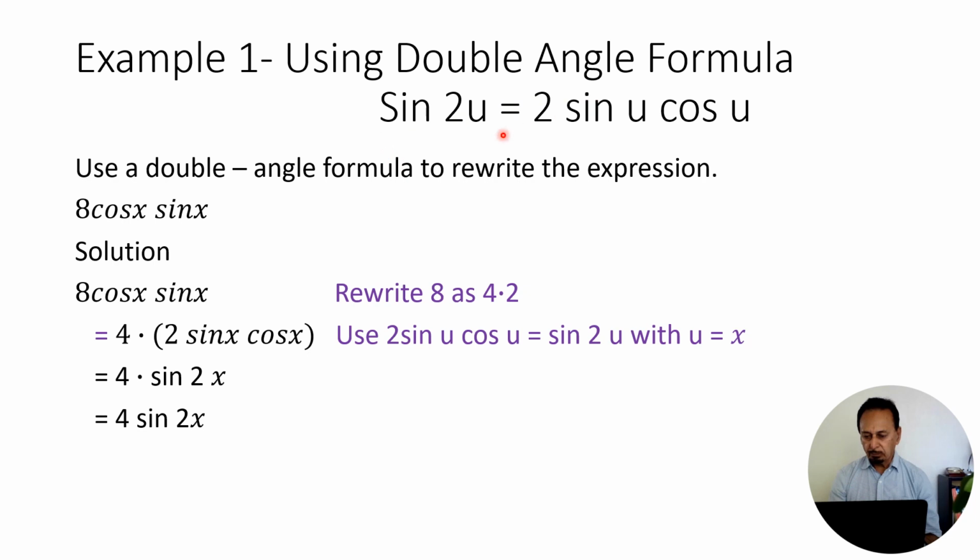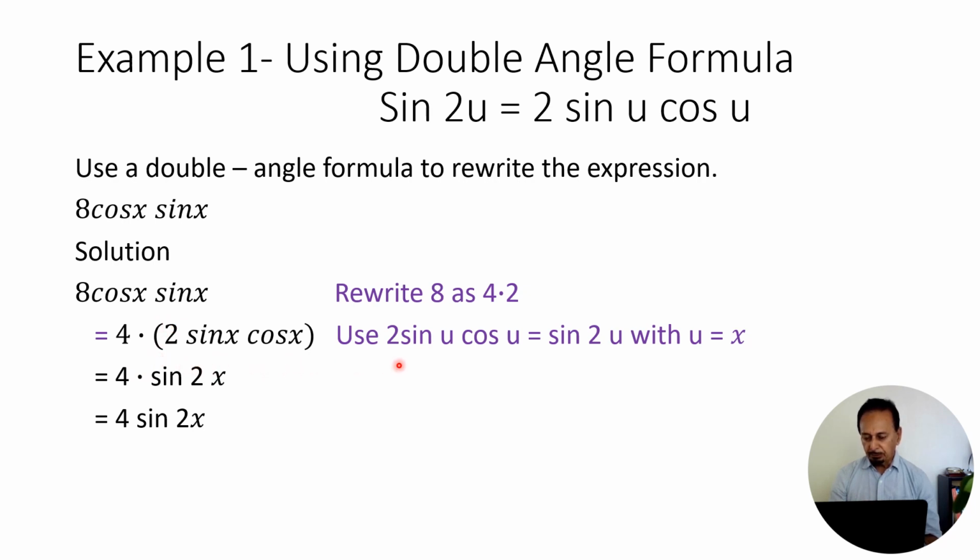Use the double angle formula sine 2u equals 2 sine u cosine u. Use the double angle formula to rewrite the expression 8 cosine x sine x. So let's start with 8 cosine x sine x. Rewrite 8 as 4 times 2. So you have 4 times 2 sine x cosine x.